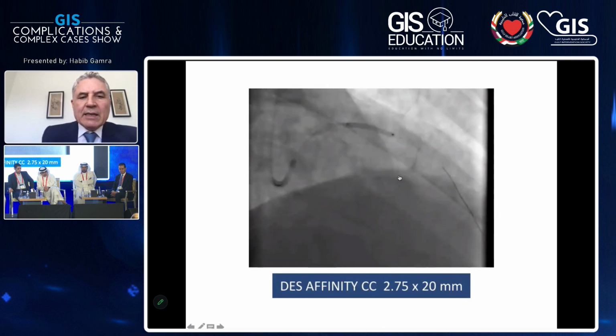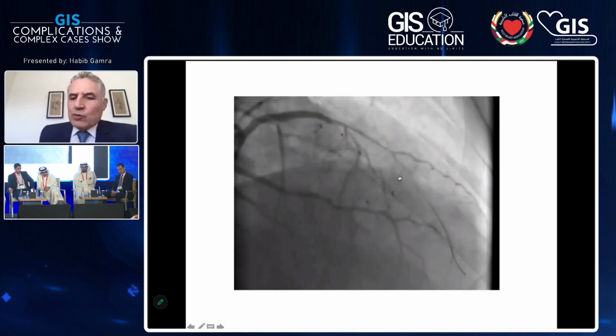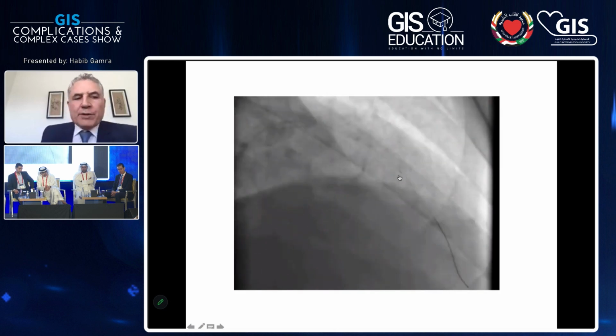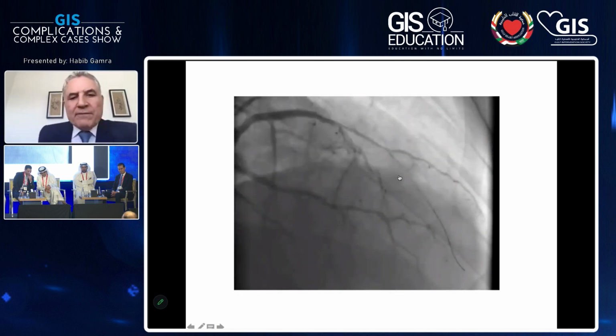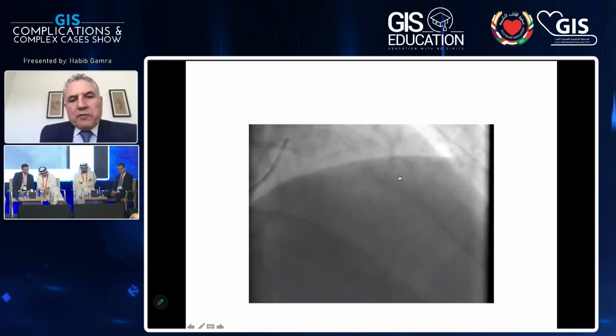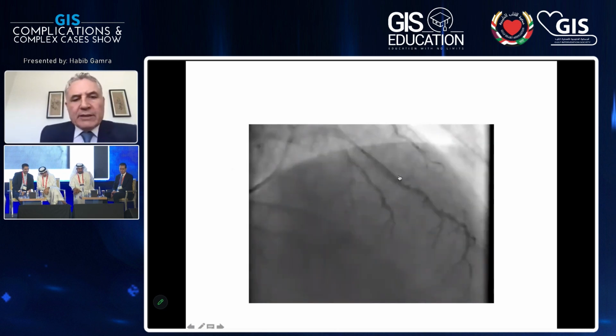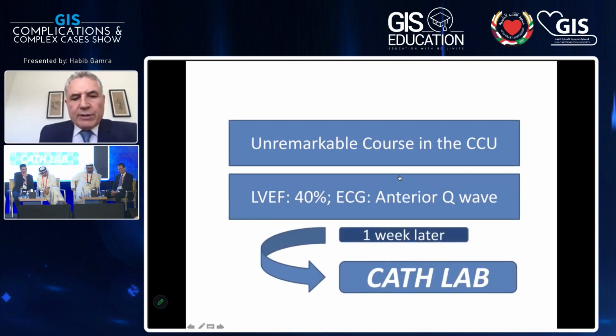A DES stent overlapping with the initial one. This is the final result. It was not great, obviously, but the young operator, who called some other colleagues to help him out, found that they could not do better, particularly looking at this view where you can see the flow is okay, but the result was not great distally. The patient went back to the CCU where the course was unremarkable, but unfortunately, he lost some of his myocardium. Ejection fraction was 40% with Q wave on the anterior leads on the EKG.